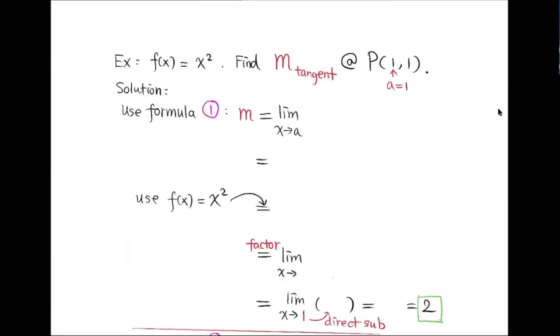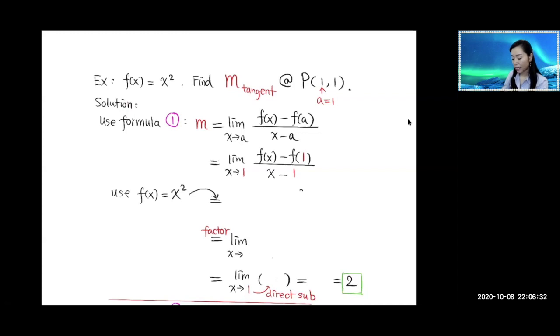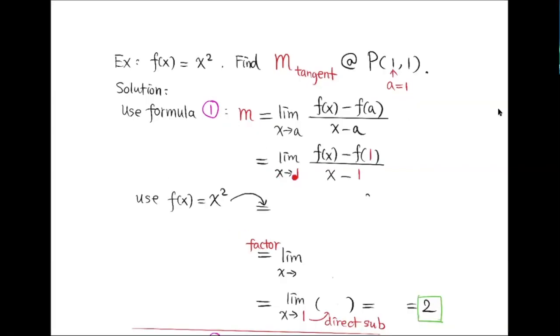Now, in this example, f of x is equal to x squared. We try to find the slope of the tangent at this point. This point over here is on this curve; it satisfies this equation. Let's use formula 1 to calculate the slope of the tangent at this point. That's equal to the limit as x approaches a of f of x minus f of a over x minus a. In this case, a is 1, so x approaches 1, and this is f of x minus f of 1 over x minus 1, because a equals 1.